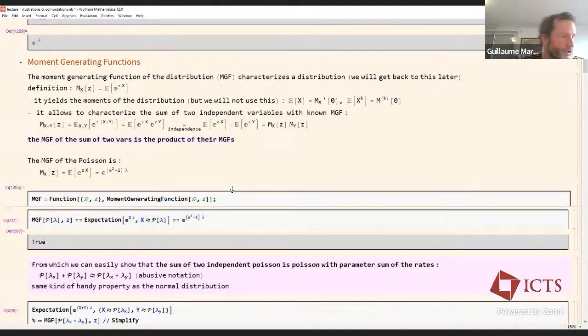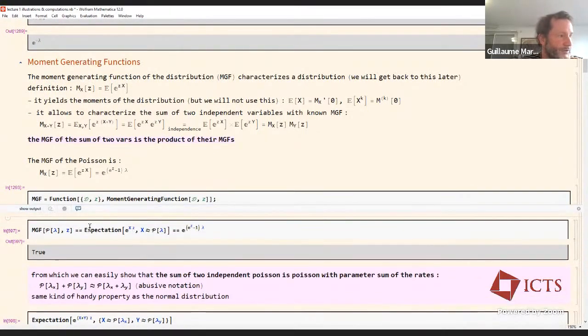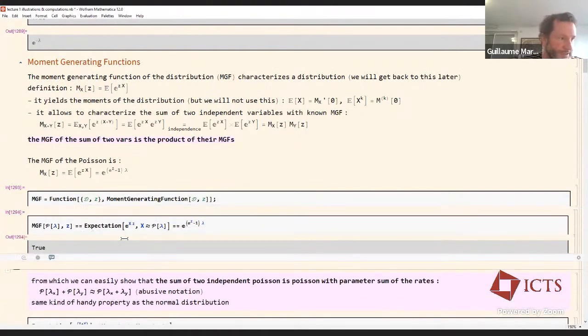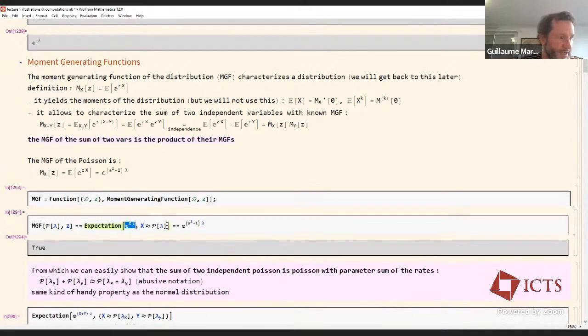So I define a function here and I look for the MGF of the Poisson distribution. You can see that it's an expectation of e^(xz) when X is distributed like a Poisson with parameter lambda. And that's the same thing as calling it directly in Mathematica through MomentGeneratingFunction. This is a function of z and of the parameter of the distribution, and it takes this form, okay?